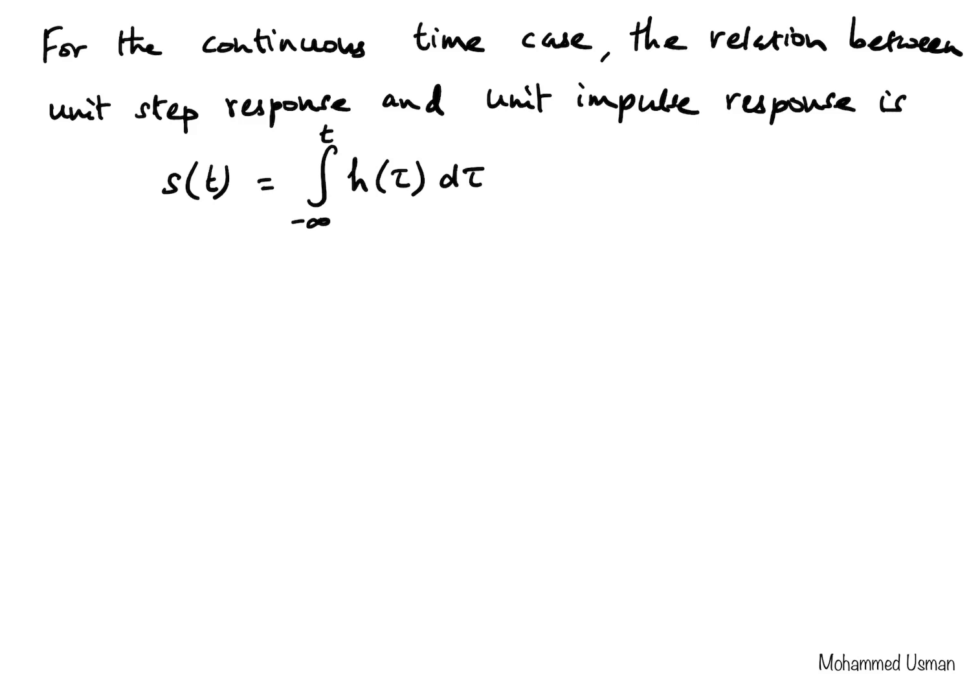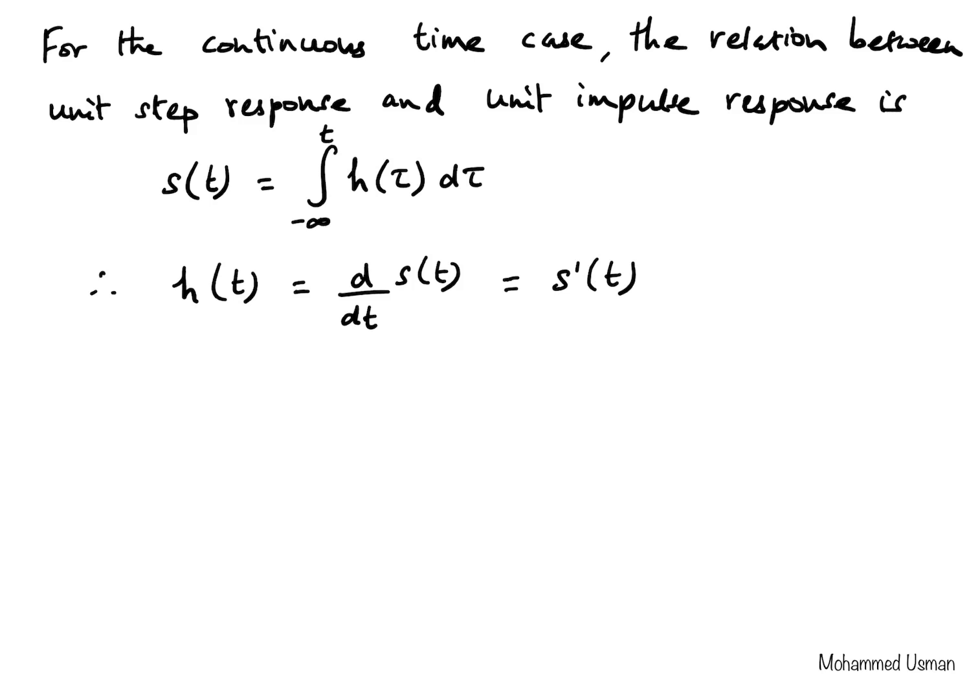Okay, so that's the relationship between the step response and the impulse response. If the step response is the integral of the impulse response, it follows that the impulse response is going to be the derivative of the step response. So the impulse response h of t would be the time derivative of the step response s of t, which we can simply write down as s dash of t.